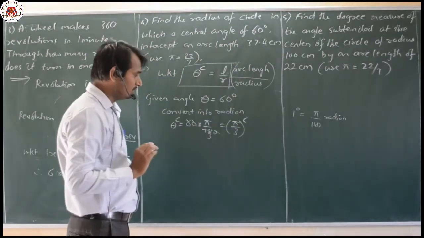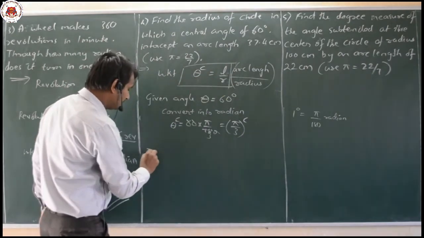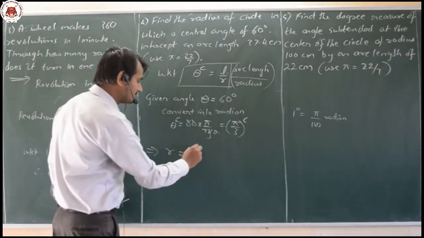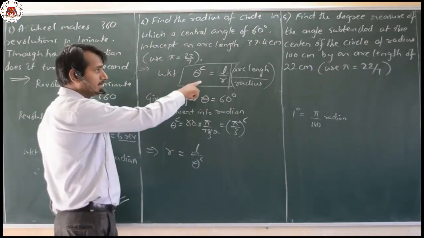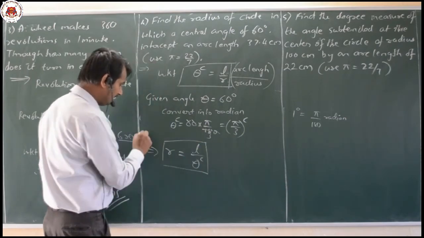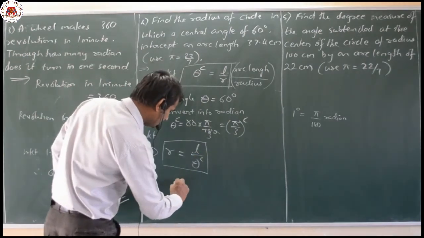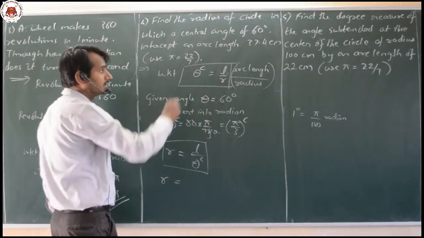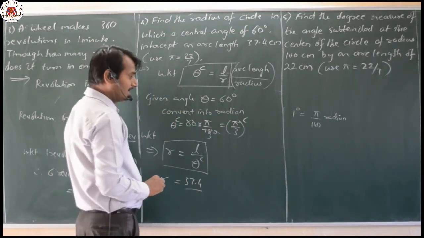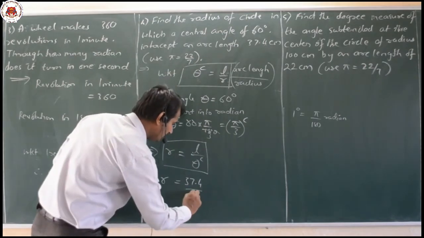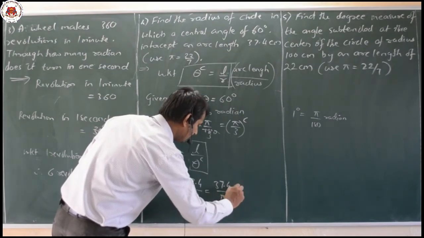We know the formula theta is equal to L by R, which implies R is equal to L by theta, with theta in terms of radian. Now substitute the value of L: R is equal to 37.4 centimeter divided by theta. The theta value is pi by 3, so that is 37.4 divided by pi into 3.